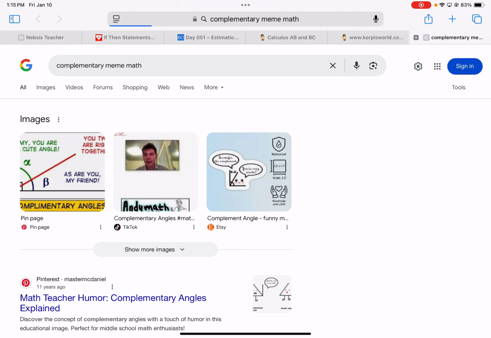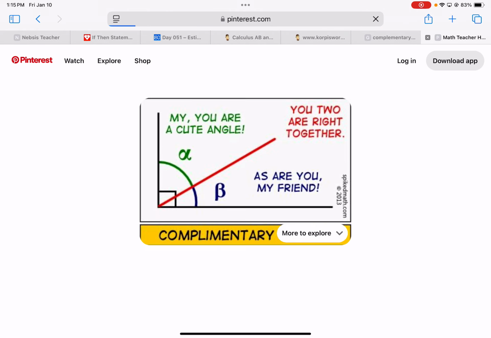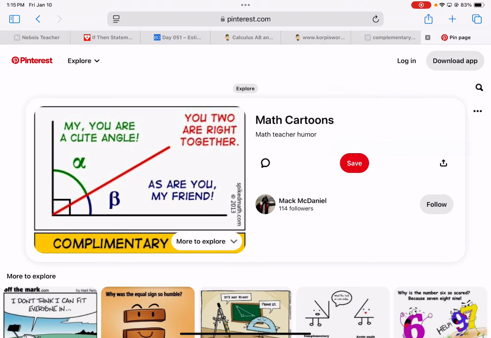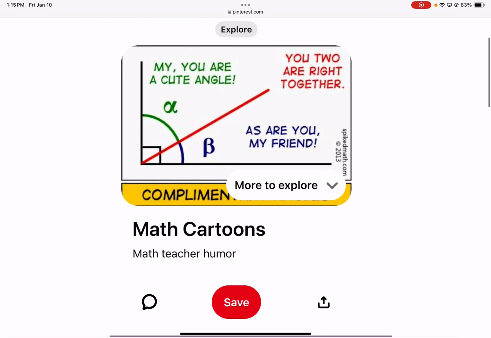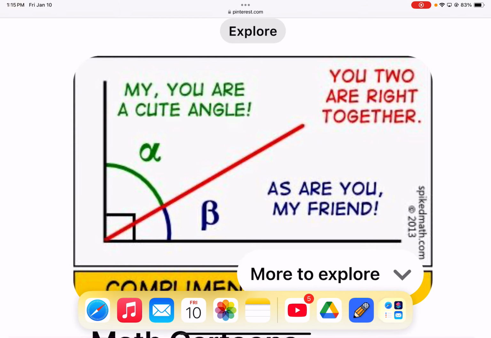Okay, hold on. I want to show you this meme. Get it? They're complementing each other. Okay. Thank you for laughing, Channing.